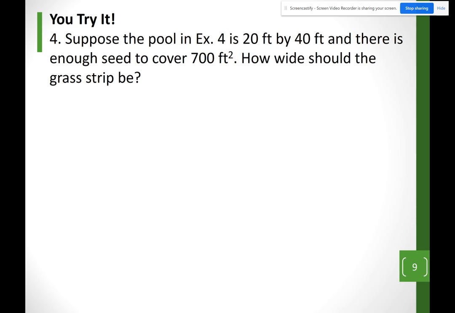So do what I just did. You can pause this video to not see the answer. Now, how wide should the grass strip be? In your case, you're going to get 5 feet.